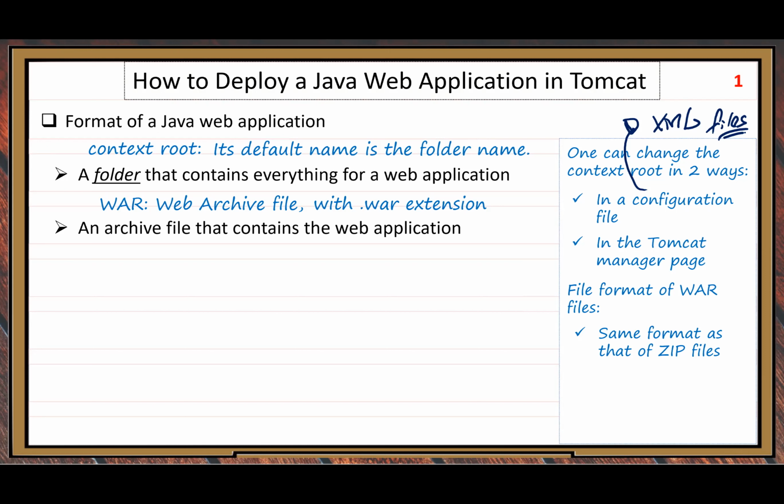That means if you can use some software to open the zip file, like WinZip, you can open this WAR file too, if you want to see what is inside. You can use WinZip to open it, then you can see all the details inside this WAR file because they use the same format.